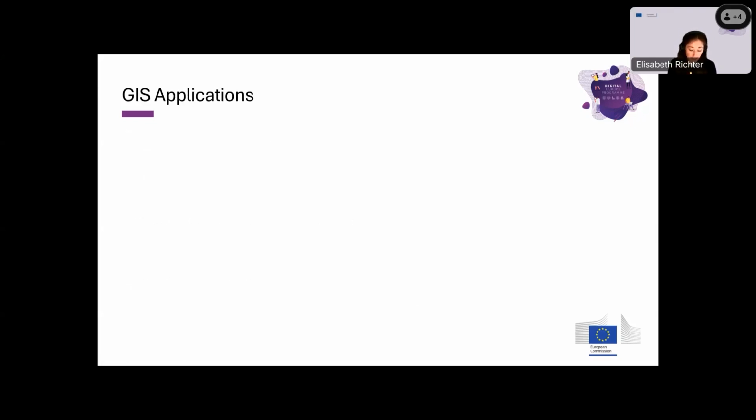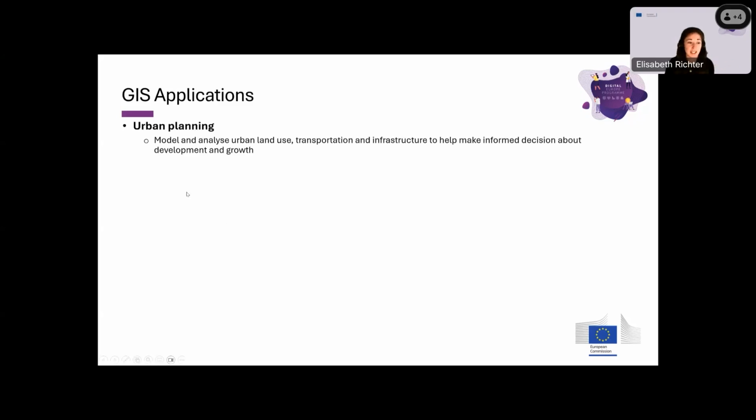And lastly, I want to just talk a little bit about a few GIS applications to maybe help you get an idea how broad the application range is. And I'm pretty sure, as I said before, the one or the other thing you might have already heard or at least have an idea what it is. So GIS applications are found in the area of urban planning. For example, you can model and analyze urban land use using geospatial data. You can plan transportation and infrastructure, which all in all helps you to make better, more efficient decisions.